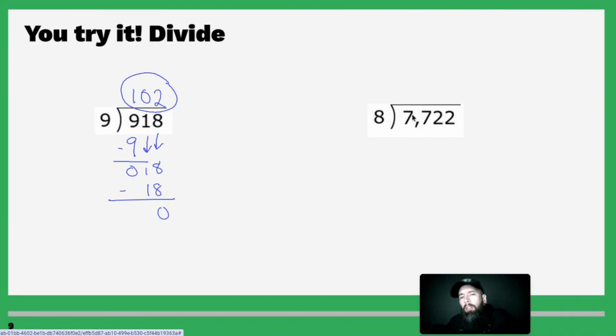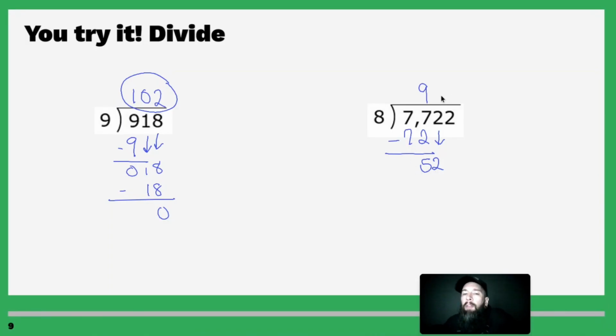8 goes into 7 0 times. 8 goes into 77 9 times. 9 times 8 is 72. Subtract. 7 minus 2 is 5. 7 minus 7 goes away. Drop down the 2. Repeat.